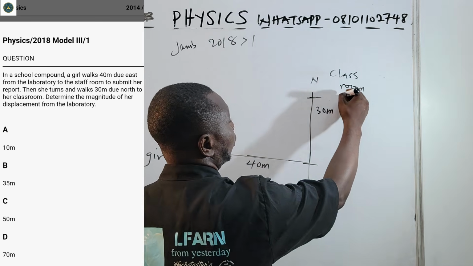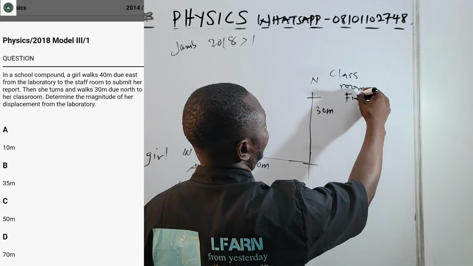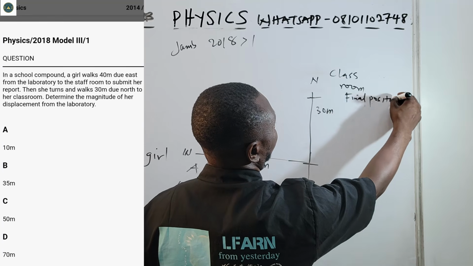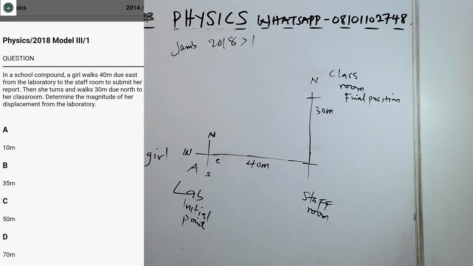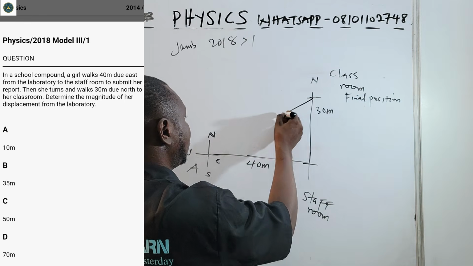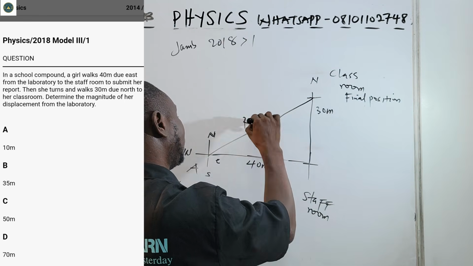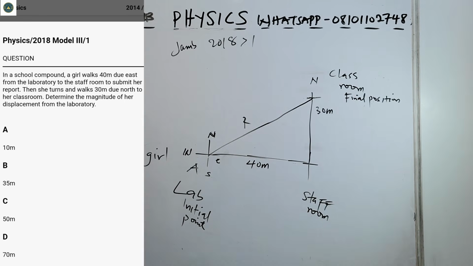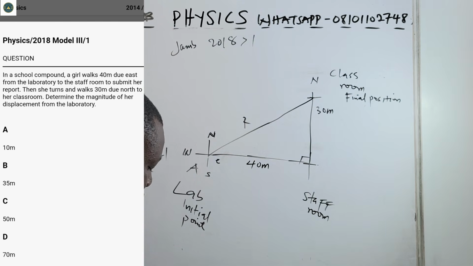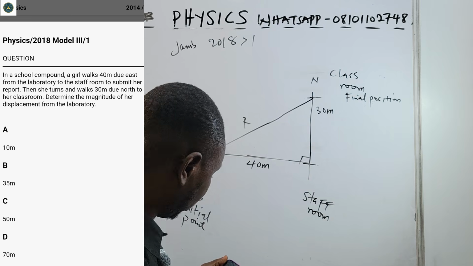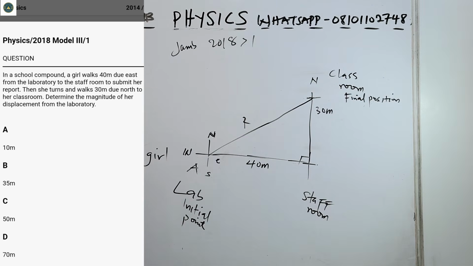Then the classroom is called the final position. So take the magnitude. The magnitude is here, R. So definitely we have a right angle triangle. So without even solving, our answer should give us 50 meters. But let's solve using Pythagoras.